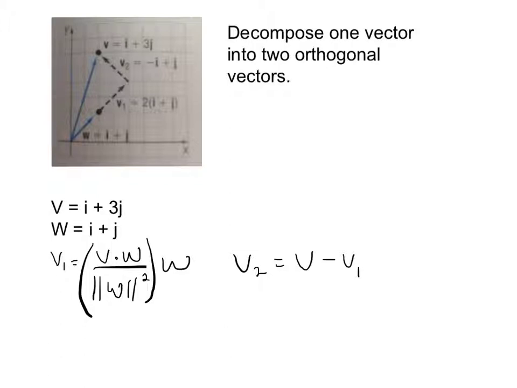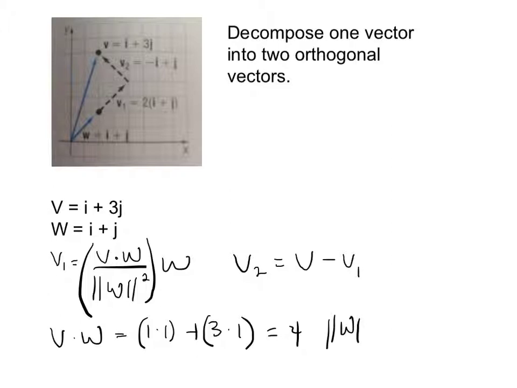Okay? So in this case, what we're going to do is find v dot w first. V dot w is going to be 1 times 1 plus 3 times 1. Okay? Which is going to equal 1 plus 3, which is 4. And then we need to find the magnitude of w, which equals the square root of 1 squared plus 1 squared, which equals root 2. Okay? And then we're going to square that, which will leave us with 2.